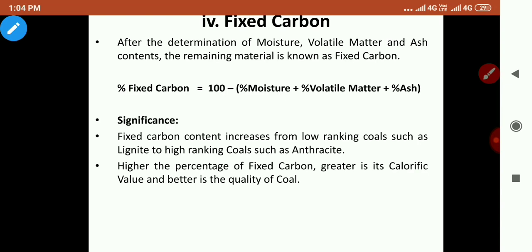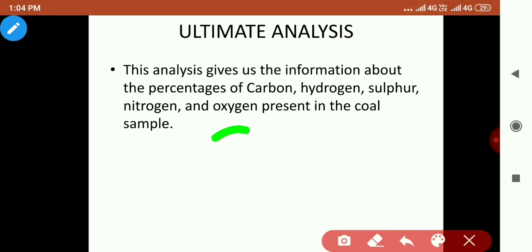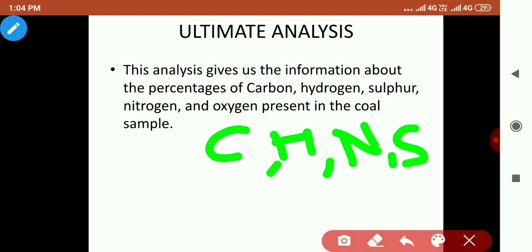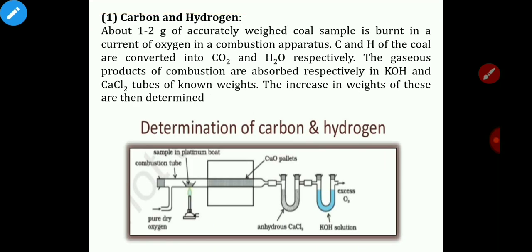So this is how we have determined the four important things which are related to proximate analysis. Now, another important analysis of coal is ultimate analysis. The basic thing is that this analysis gives us the information about the percentages of carbon, hydrogen, nitrogen, sulfur, oxygen, etc., which are there in the coal sample. So we are going to determine the percentages of carbon, hydrogen, sulfur, etc.